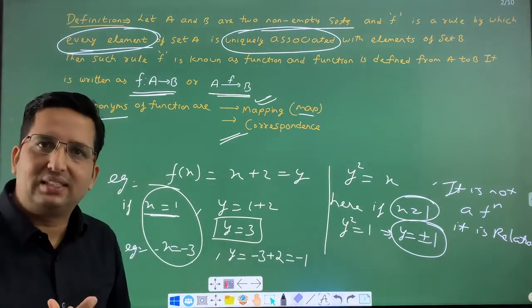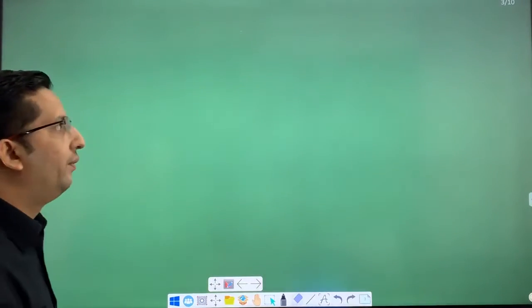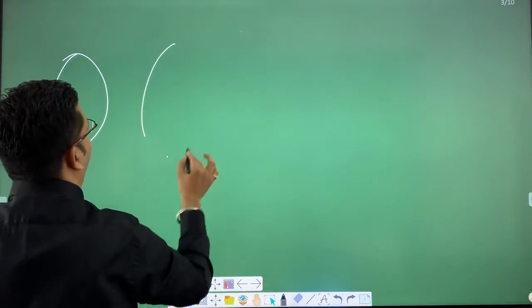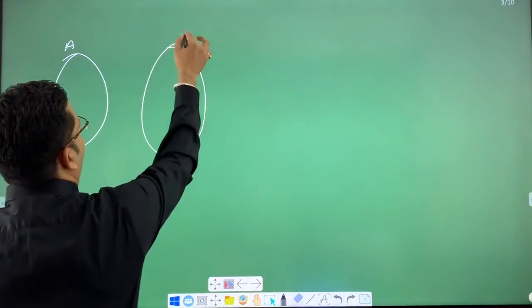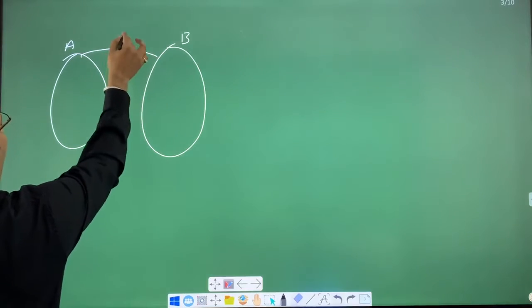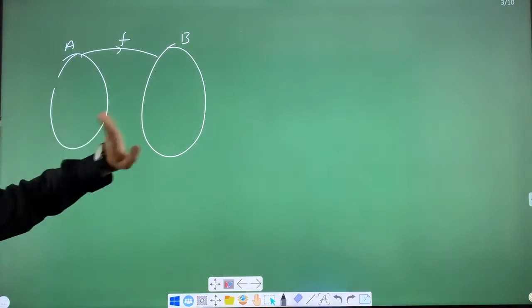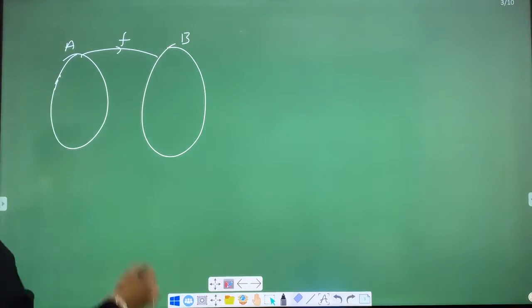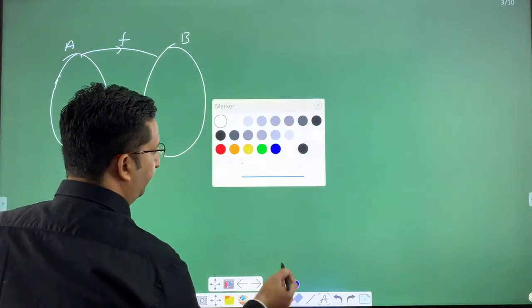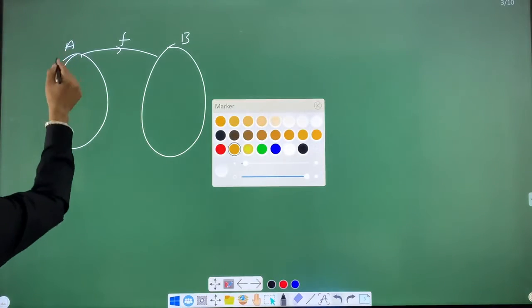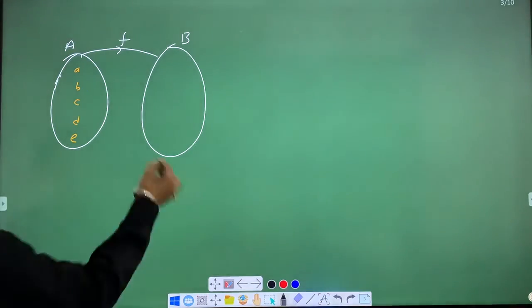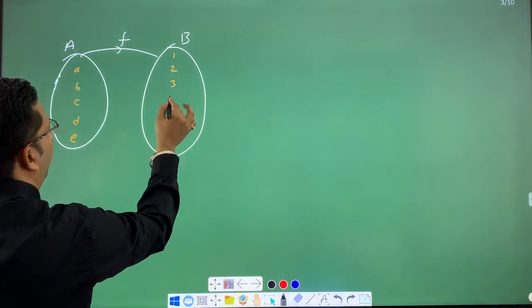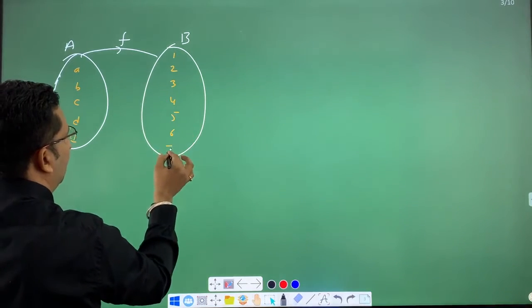Let's discuss this by using a graph or Venn diagram. Let's say here are two sets. Let this set be set A, this set B, and we have a correspondence F from set A to set B. Okay? Let set A have elements A, B, C, D and E, and set B have 1, 2, 3, 4, 5, 6, 7. Okay?